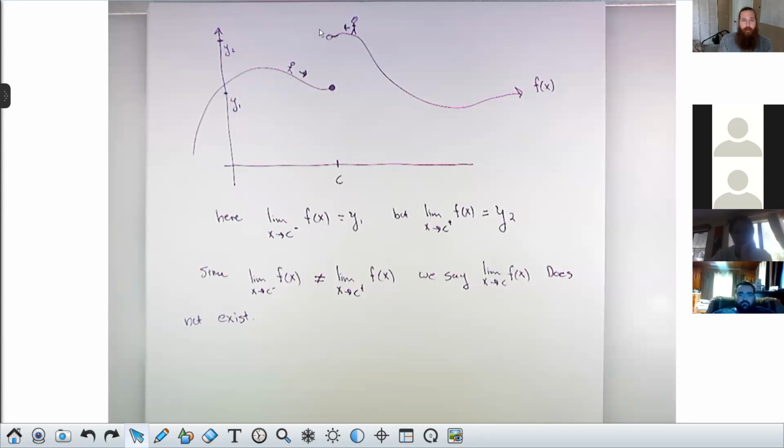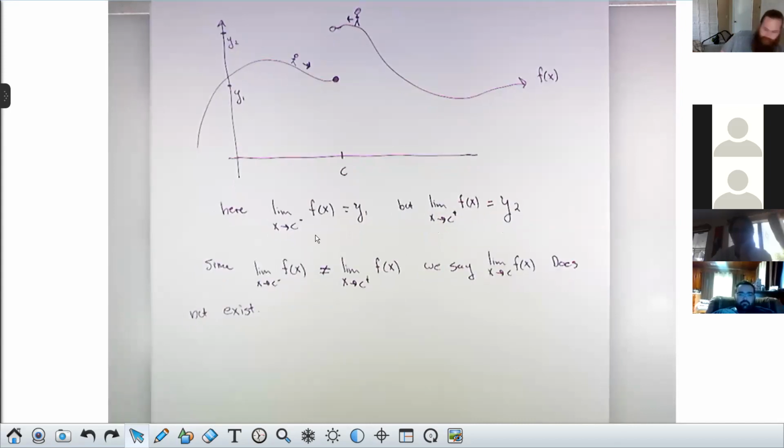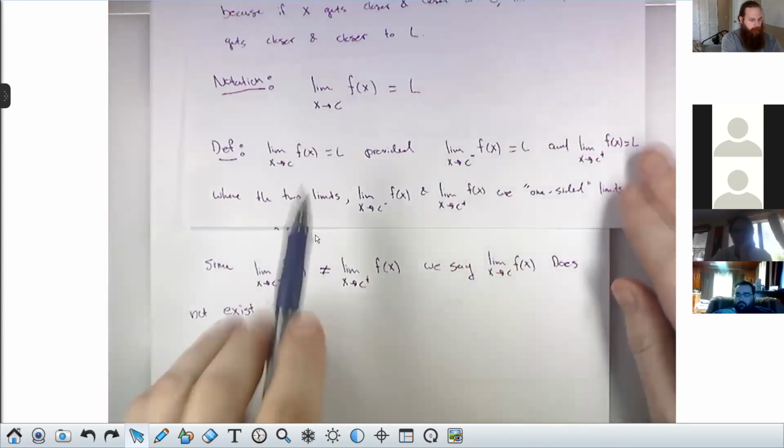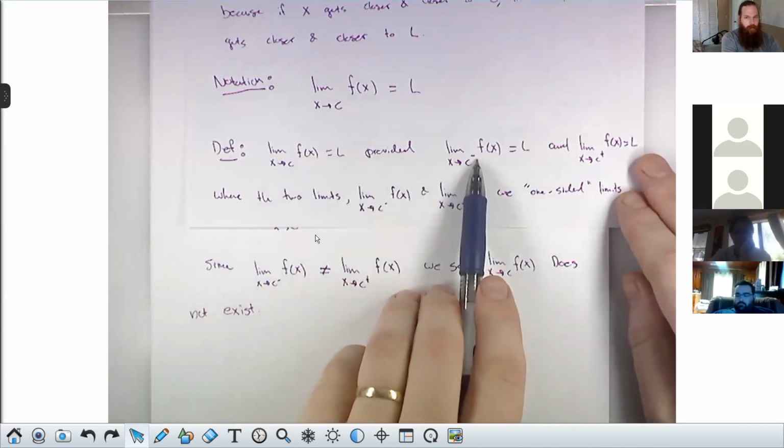However, if I was sneaking up on that point from the right, if I was walking along this graph, getting closer and closer to having x coordinate c from the right, then my y value is getting closer and closer to this guy. And since these are not the same, the left limit and the right limit are not equal. Okay, so the overall limit does not exist because the left limit and right limit are not both equal to the same thing.